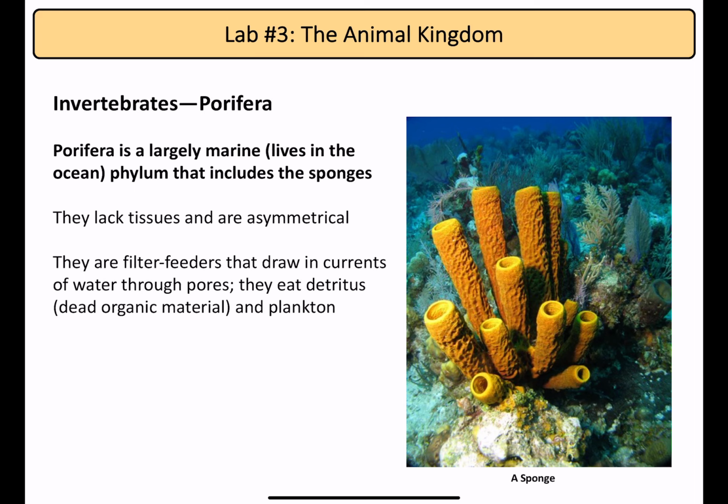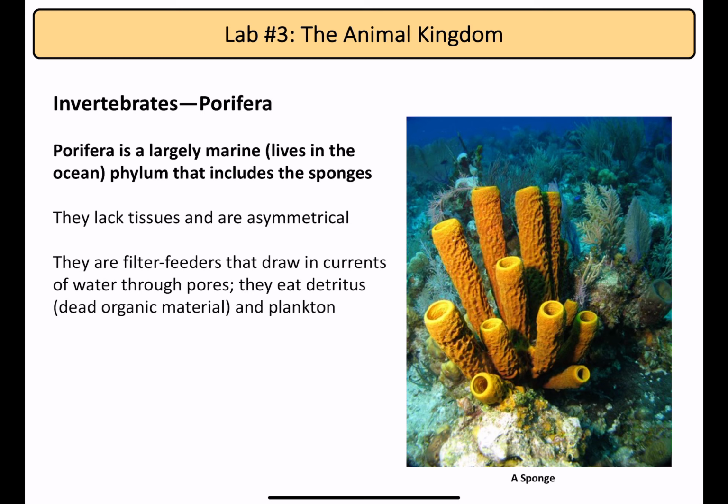For instance, they don't even have tissues. It's kind of like a colony of different types of cells in the sponge working together as a community. So they lack tissues. They also lack body symmetry. So there's no way that you can cut a plane through this organism and get 2 mirror halves. So they're asymmetrical.